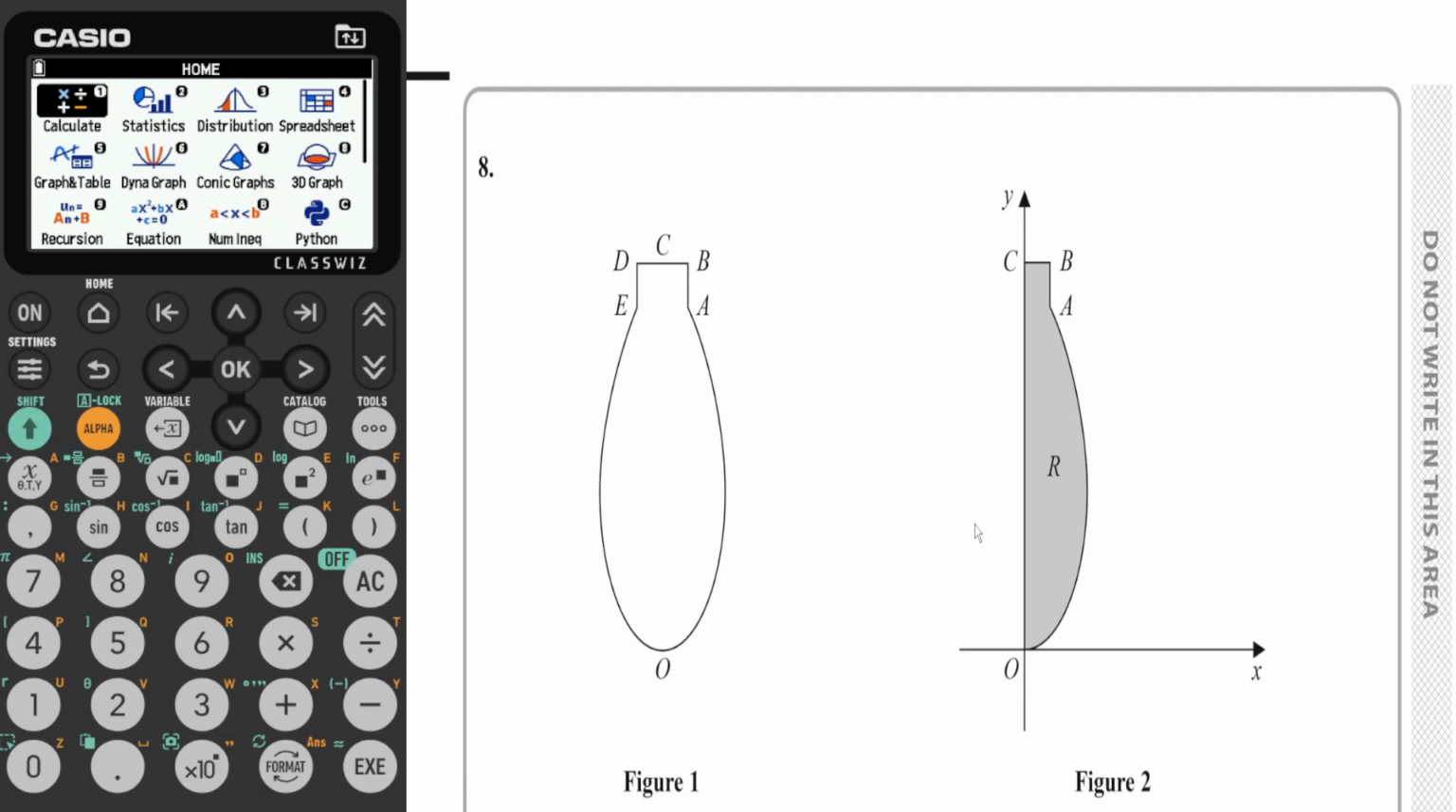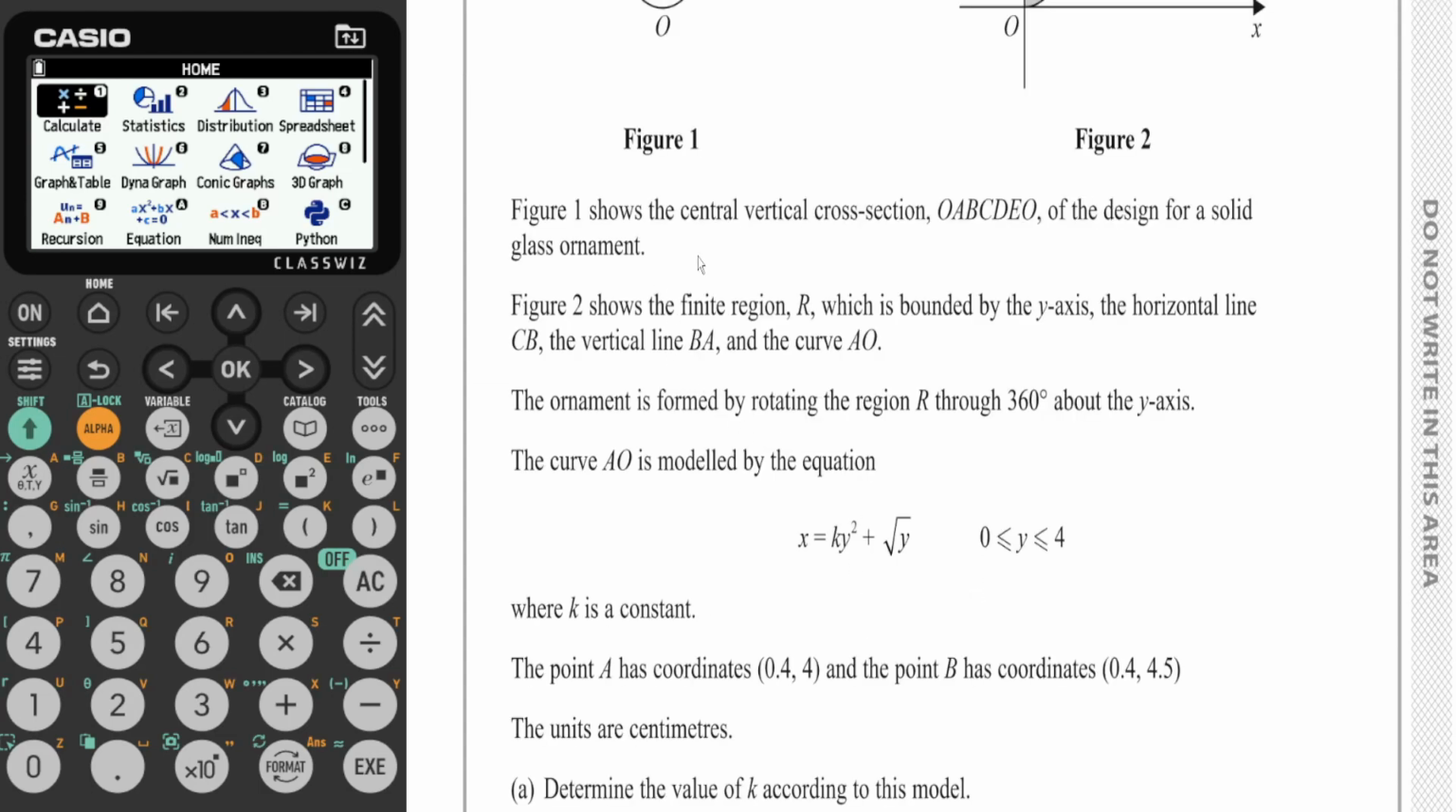Question number 8. Figure 1 shows the central vertical cross-section OABCDEO of the design for a solid glass ornament. Figure 2 shows the finite region R, which is bounded by the y-axis, the horizontal line CB, the vertical line BA, and the curve AO. The ornament is formed by rotating the region R through 360 degrees about the y-axis.